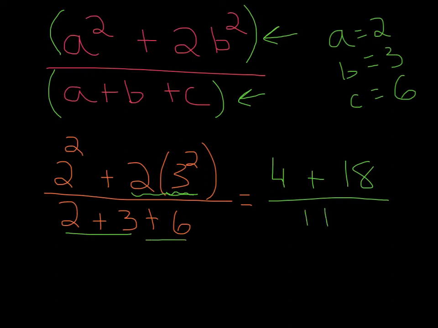And now I just have to finish simplifying the numerator. 4 plus 18 is 22, and 22 divided by 11 equals 2. And there's your answer.